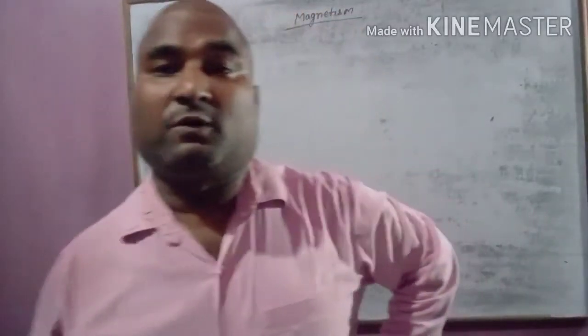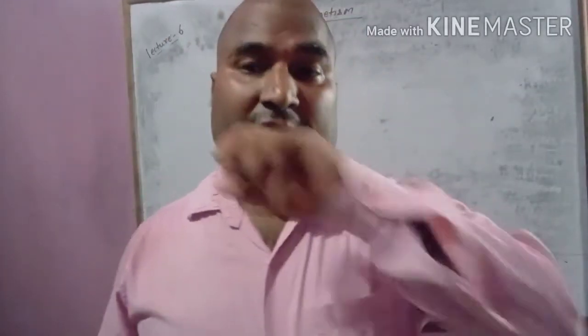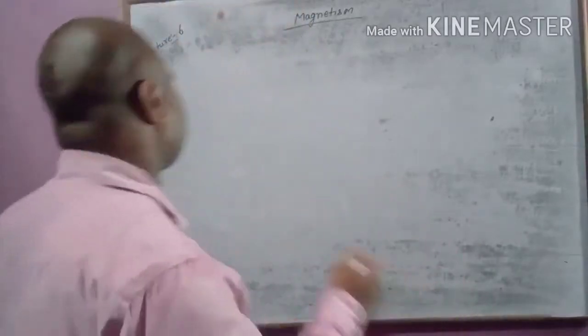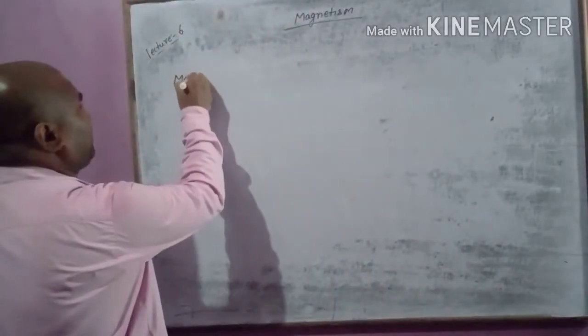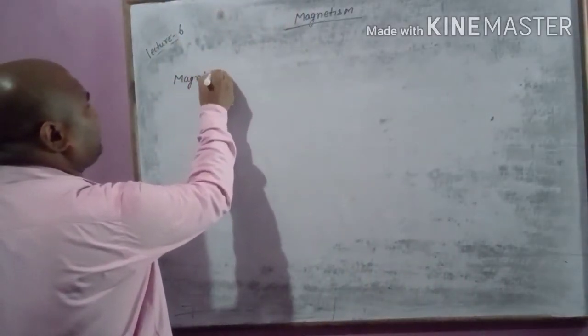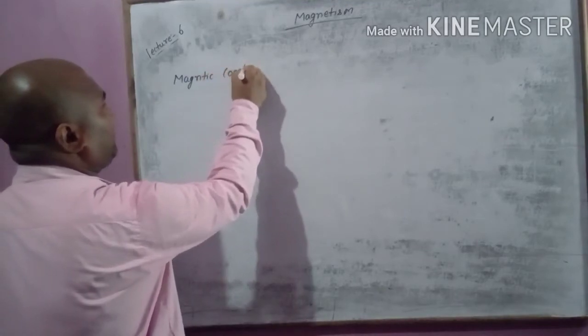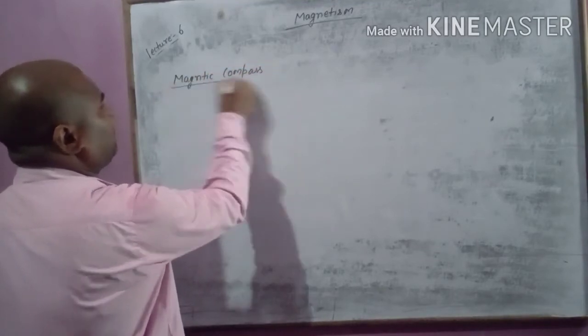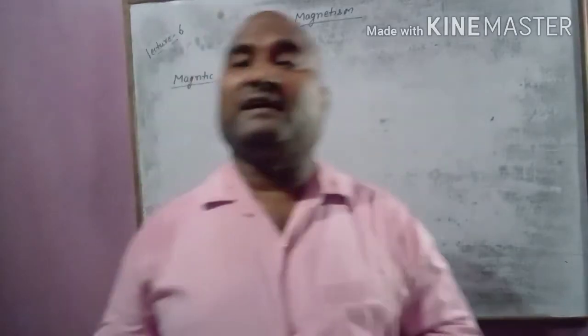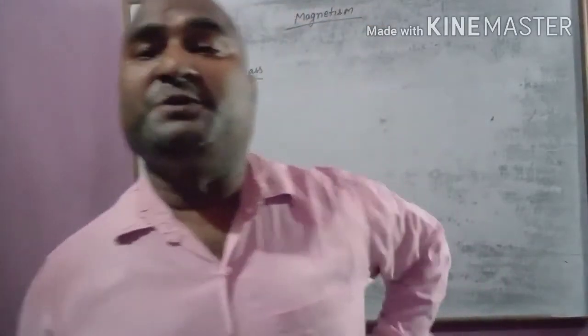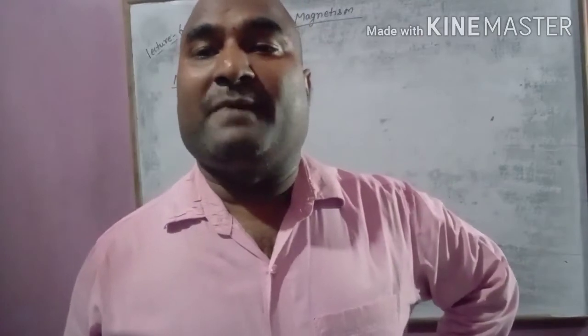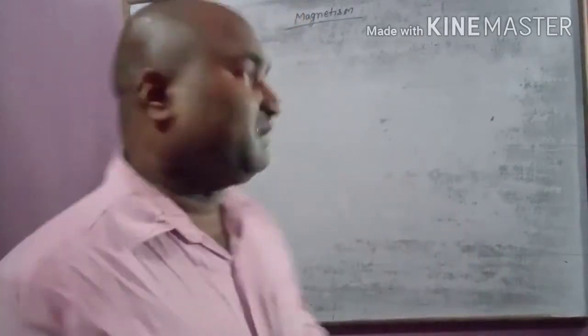This is the sixth video lecture of the chapter Magnetism. In today's video, we are going to discuss the magnetic compass. What is a magnetic compass? It is an instrument that is used to find direction. So what does a magnetic compass have?